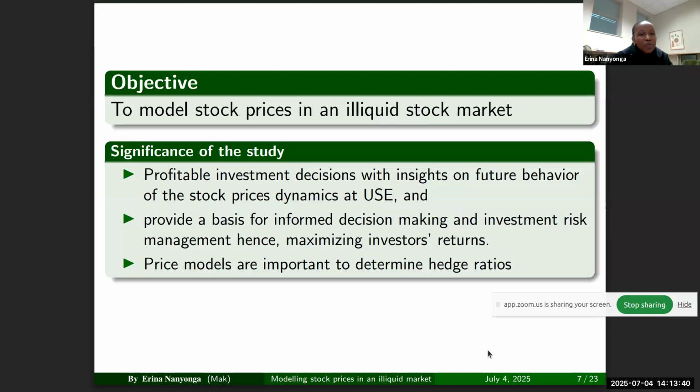And the objective of the study is to model stock prices in an illiquid stock market, which will help to make profitable investment decisions with insights on future behavior of the stock price dynamics at the illiquid stock market, Uganda Securities Exchange. It will also provide a basis for informed decision-making and investment risk management, which will maximize returns. The price models that we used in the study are also important to determine hedge ratios, which calculate how much risk can be eliminated when an investor opts for hedging.